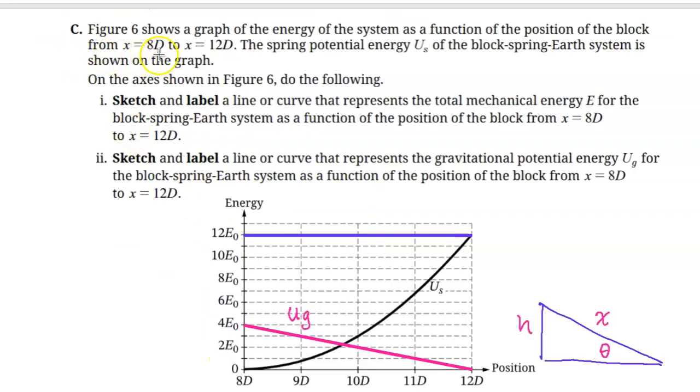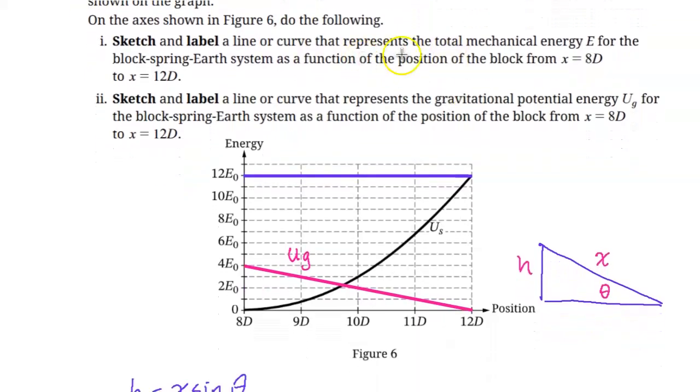Part C, figure 6 shows a graph of the energy of the system as a function of the position of the block from x equals 8d to x equals 12d. The spring potential energy US of the block-spring-earth system is shown on the graph. On the axes shown in figure 6, do the following. Sketch and draw a line or curve that represents the total mechanical energy E for the block-spring-earth system as a function of the position of the block from x equals 8d to x equals 12d.